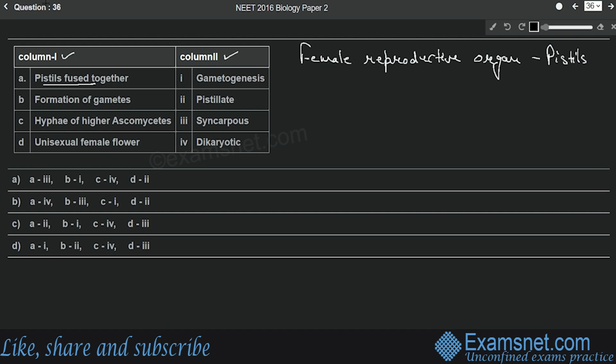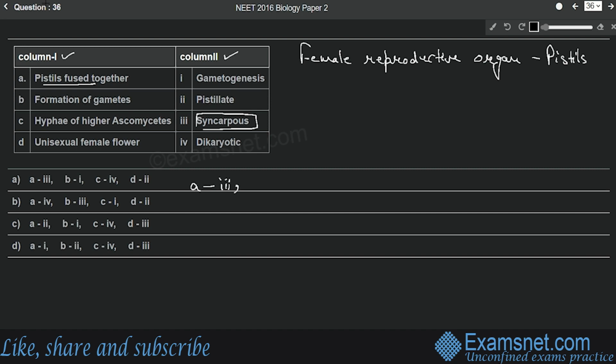Now what happens when the carpels are fused together? Then this condition is known as syncarpous condition, because carpels are fused together. Whereas when carpels are not fused together, then that condition is known as apocarpous. So here it is asked about the pistils fused together. That means carpels fused together, and the correct match for this will be syncarpous. So the correct match for A will be number 3.